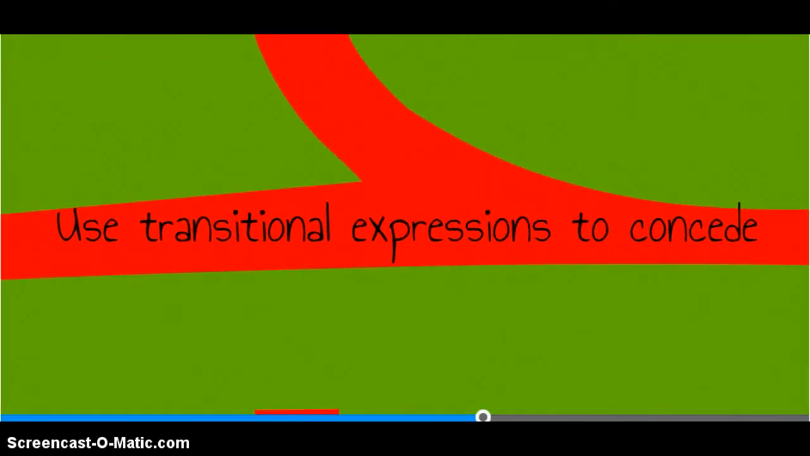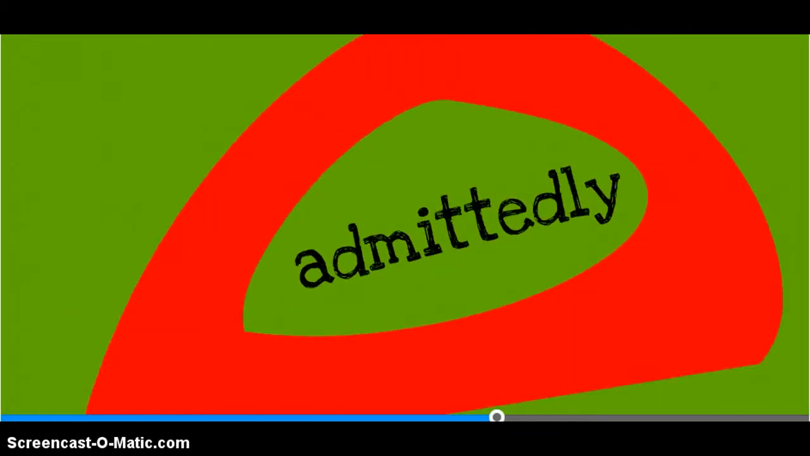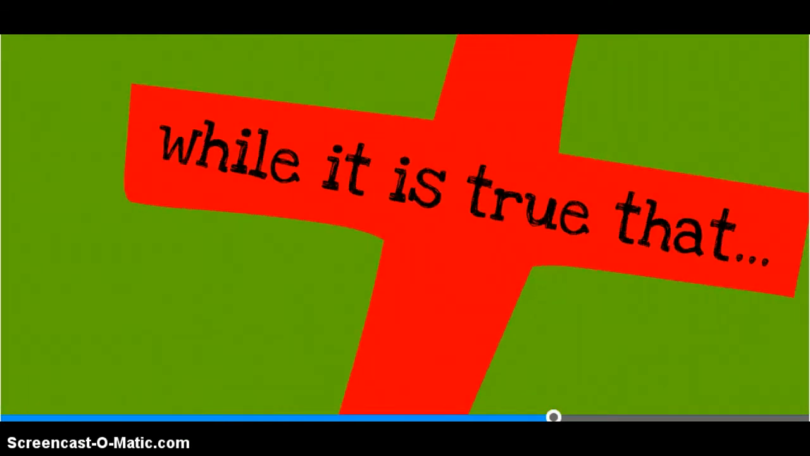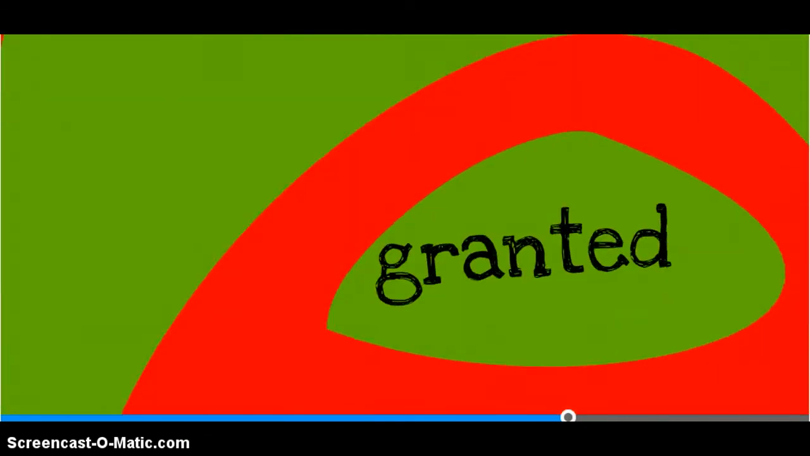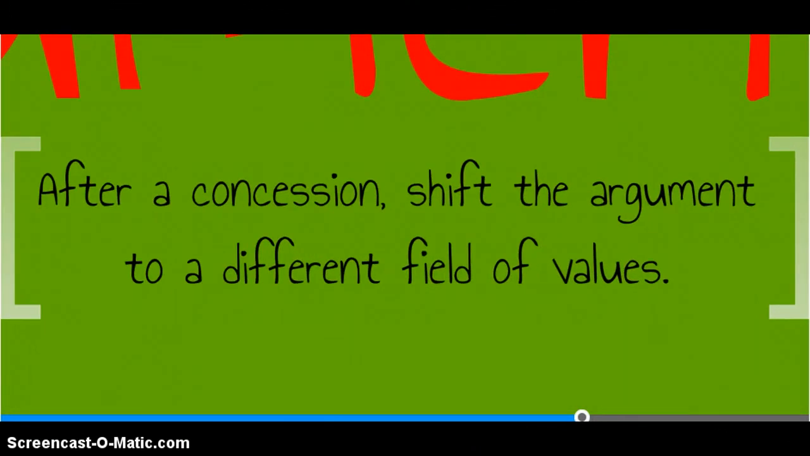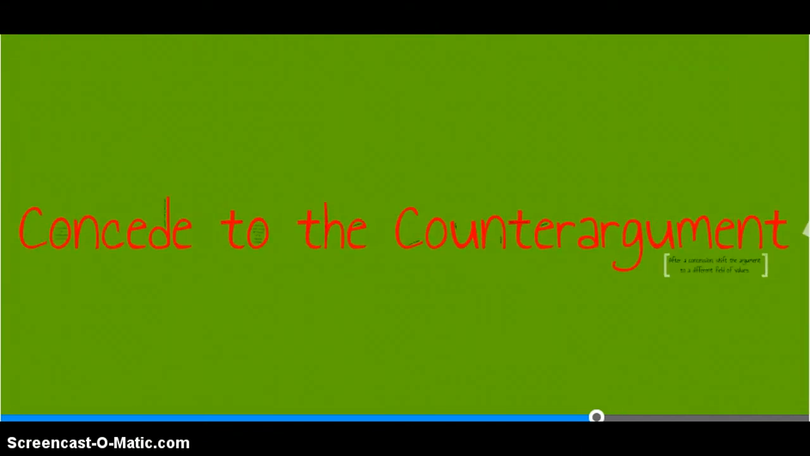In order to execute this, you want to use transitional expressions as you concede. These might include admittedly, even though, I agree, I concede, while, or while it is true that, granted, and many more. After a concession, you want to shift your argument to a different field of values where your position is strong and then argue for that new set of values.